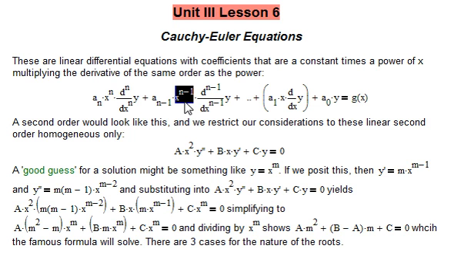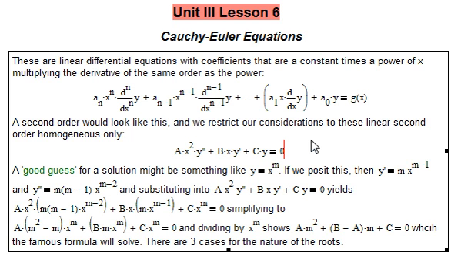So here would be a typical second order Cauchy-Euler equation, a number times x squared y double prime plus a number times x times y prime plus a number times y equal to 0. Actually, that's a homogeneous.